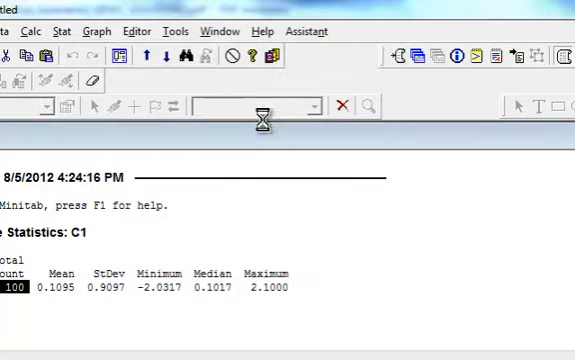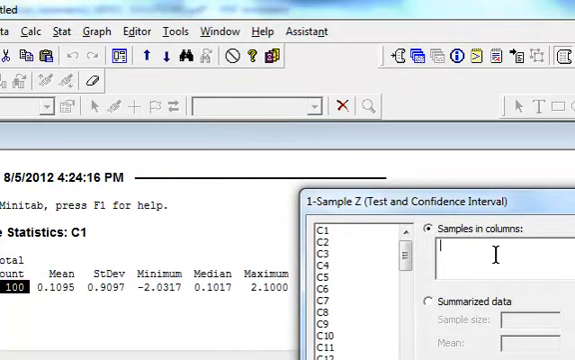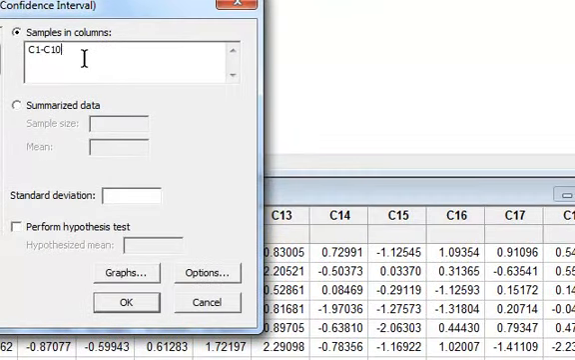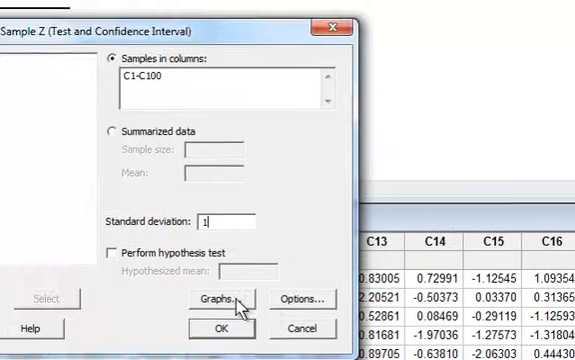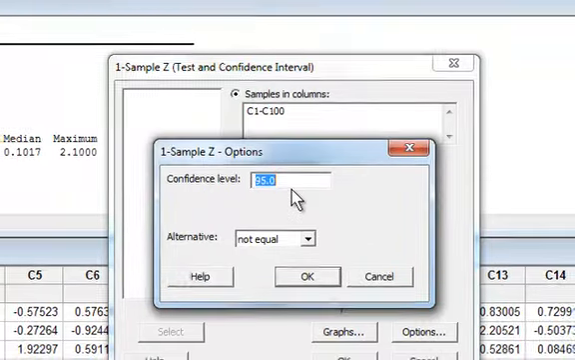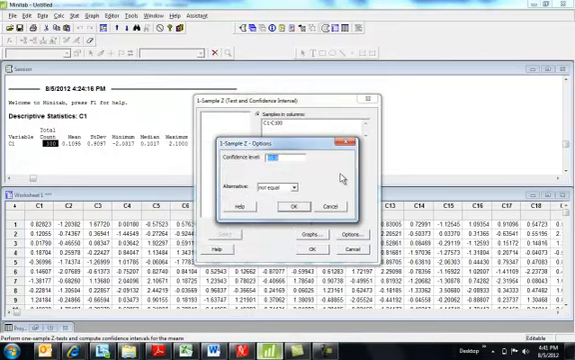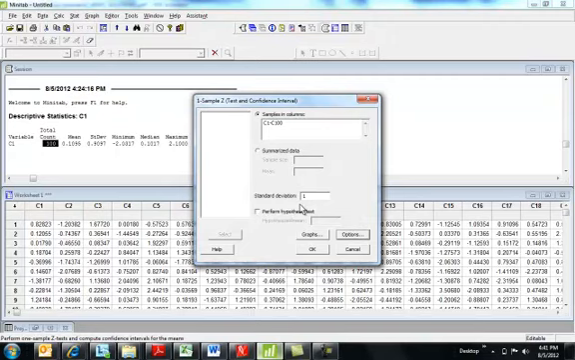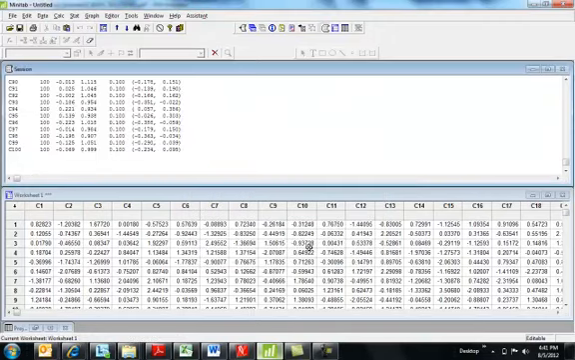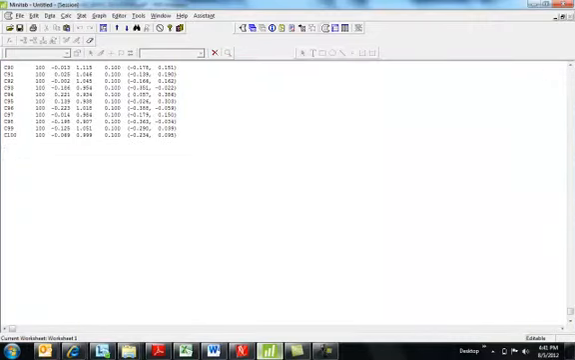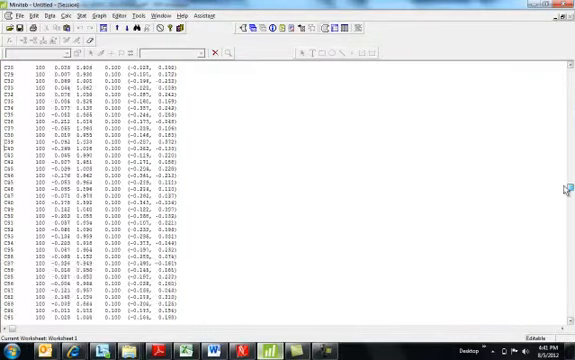Basic statistics, one sample z-test, sample in columns C1 through C100. Standard deviation was 1, and I want to make confidence intervals. Let's make 90% intervals. So I'm 90% certain these intervals will contain the true mean mu. And we know what the true mean mu is because we're the ones that generated the random data. So let's see how many of them actually do contain the true mean mu, which is 0.